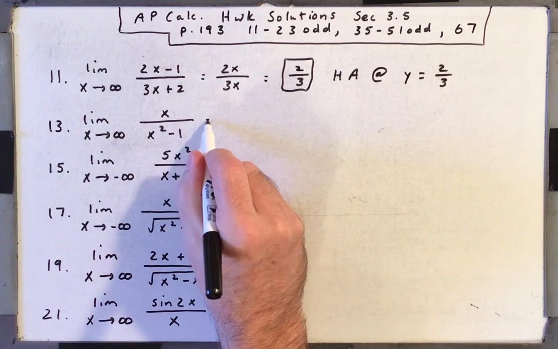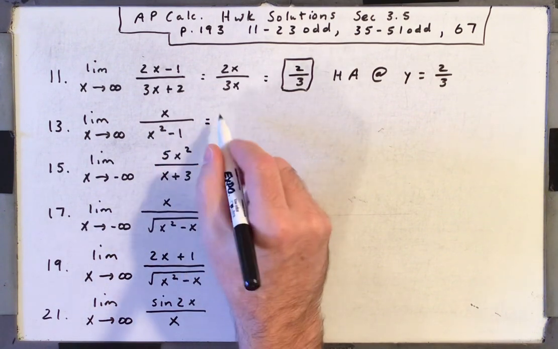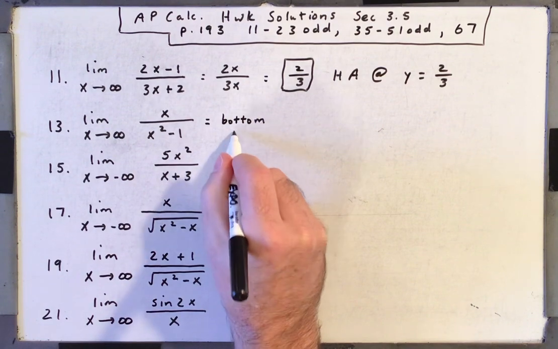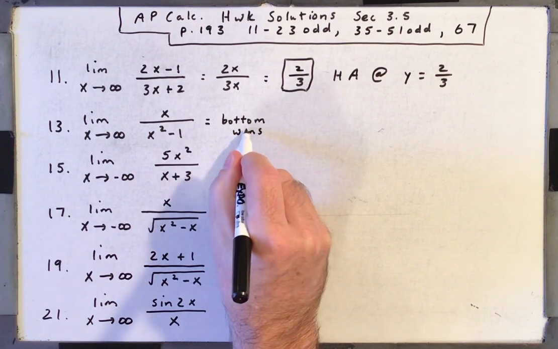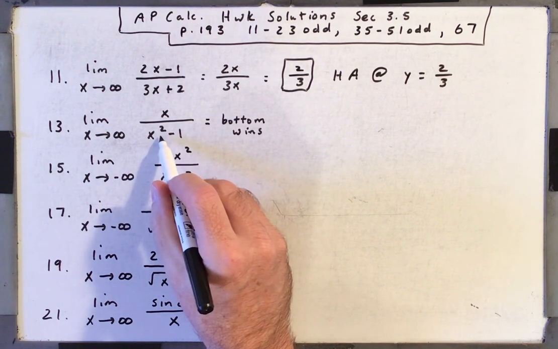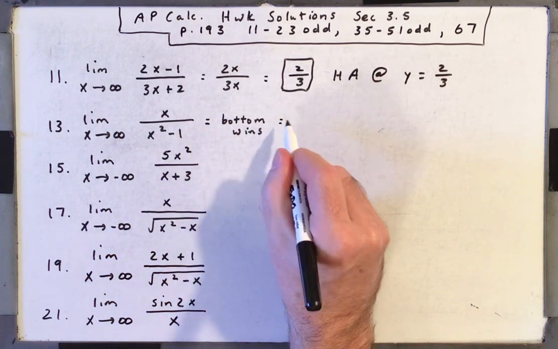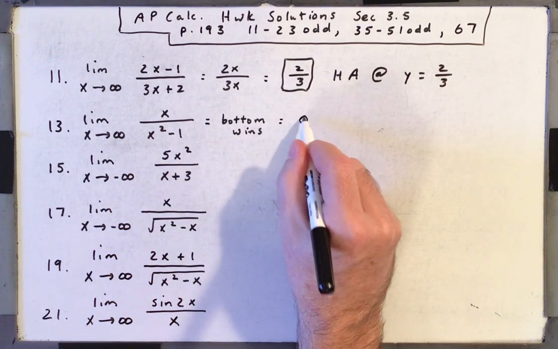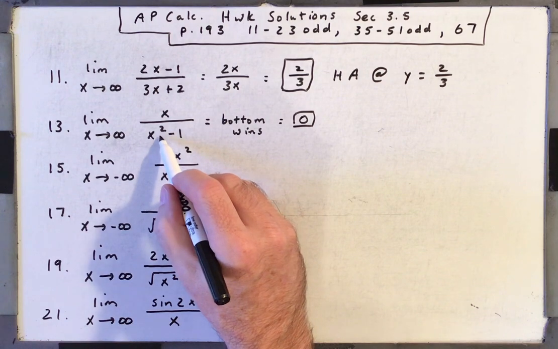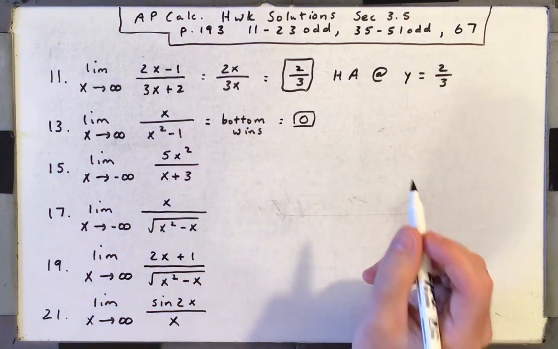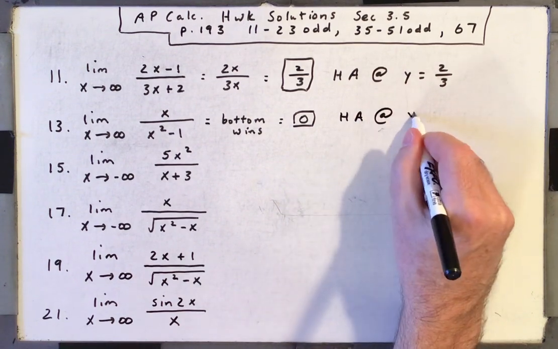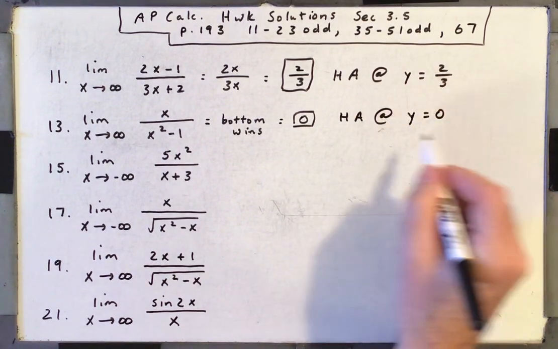All right, for this one, the bottom wins. So we have a higher power on the bottom. When you have the higher power on the bottom, the limit as x approaches infinity is 0, because it's like infinity over infinity squared, which is much larger than infinity, so it goes to 0. So we have a horizontal asymptote at y equals 0, which is just the x-axis.